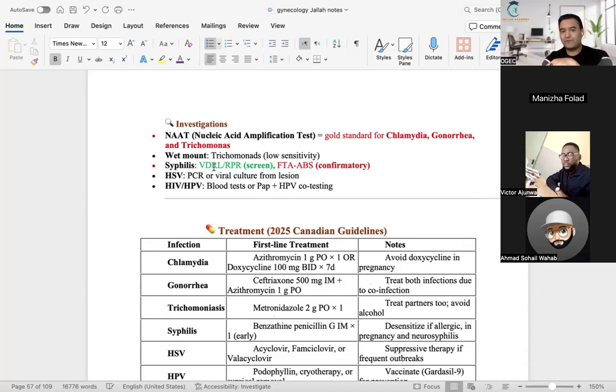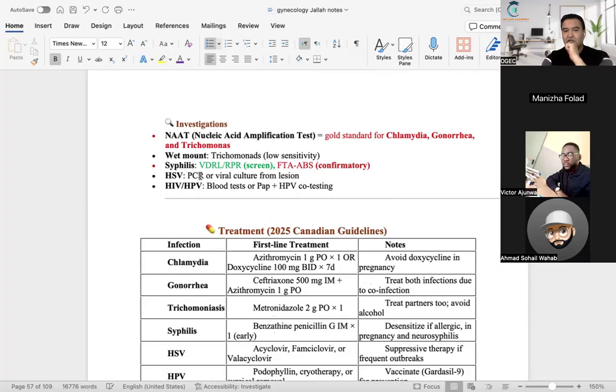For syphilis, remember, if you have a patient with syphilis, pay attention to the question. What is this asking you? If it is asking what is the best screening test, go with the VDRL and RPR. If they're asking what is the confirmatory test, go with the FTA-ABS. Just pay attention to the question. We always get it wrong because we think that it's asking us about the same thing. No, probably they're asking you about the screening, not the confirmatory. So if they're asking about the screening, go with VDRL and RPR. If they're asking about the confirmatory, go with FTA-ABS.